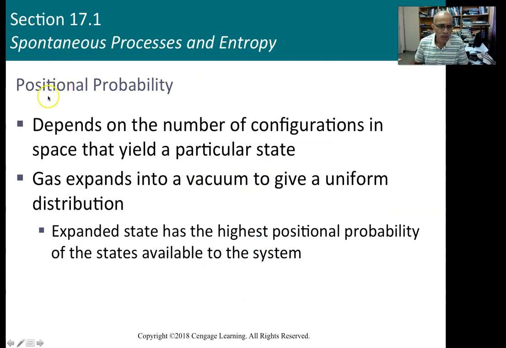So this is what we call positional probability. This depends on the number of configurations in space that yield a particular state. For example, in that microstate number 3, there was the highest number of configurations or microstates. Gas expands into a vacuum to give a uniform distribution. When it's expanding into that vacuum, the expanded state has the highest positional probability of states available to the system.